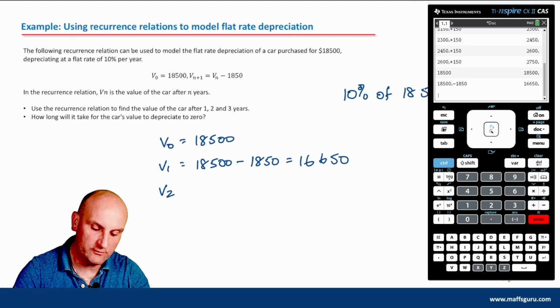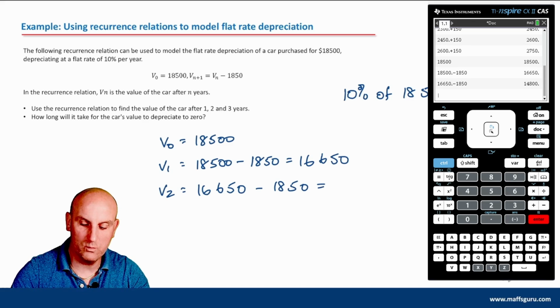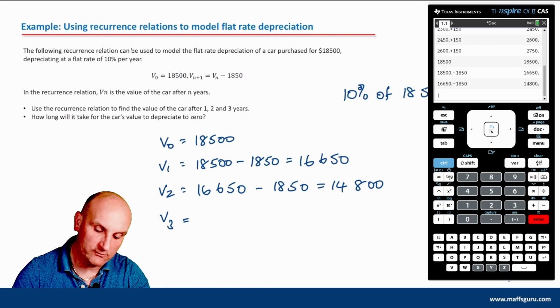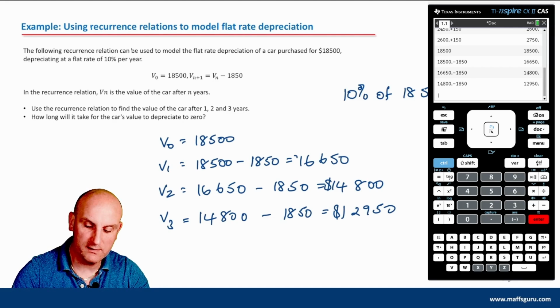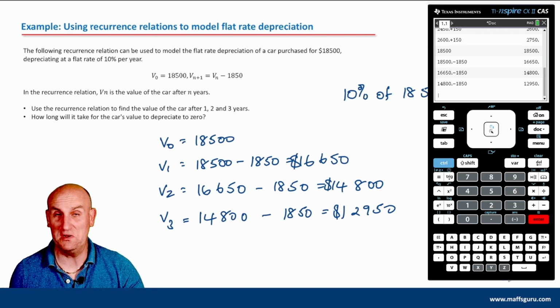And there we go. So I get 16650. V2 is going to be 16650 minus 1850, which equals 14800. And V3 is 14800 minus 1850. And again, that gives me 12950. So after 3 years, my car is going to be worth $12,950.